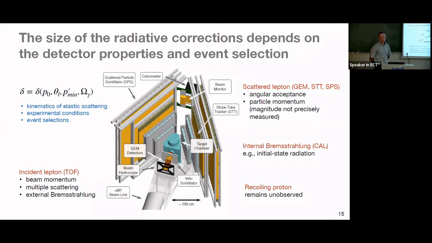Now, from the few comments I made, it's clear that in our situation, and I think in a more general situation, the radiative corrections will depend on the momentum of the lepton beam. It will depend on the scattering angle. It will depend on the minimum lepton momentum we can detect or we choose to detect. We don't have a choice, but some experiments do have a choice. So that is what I call P prime min.